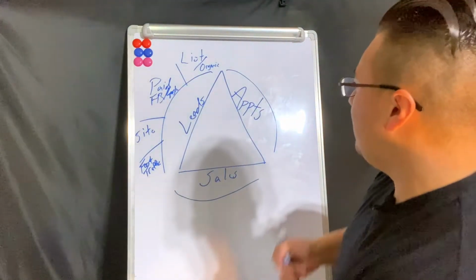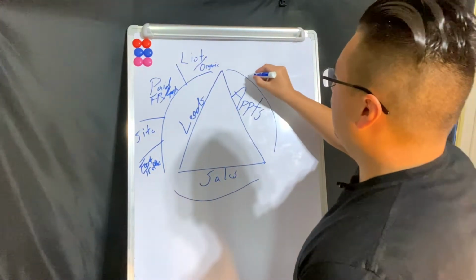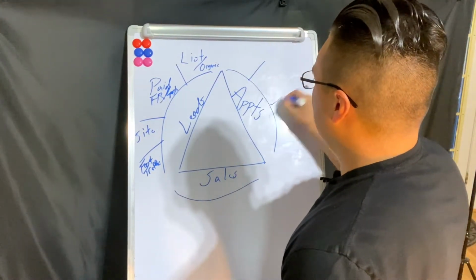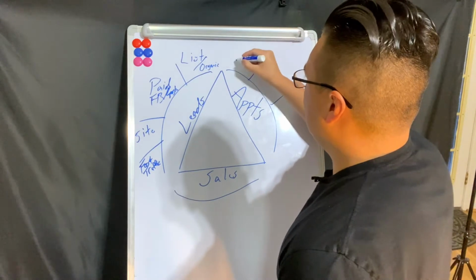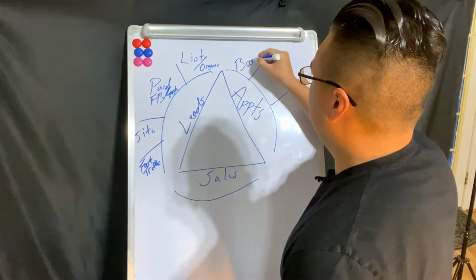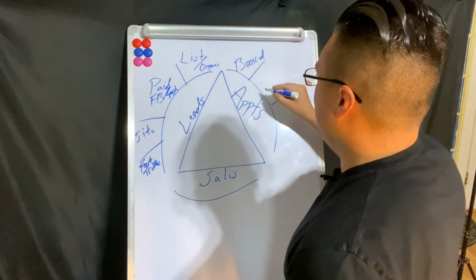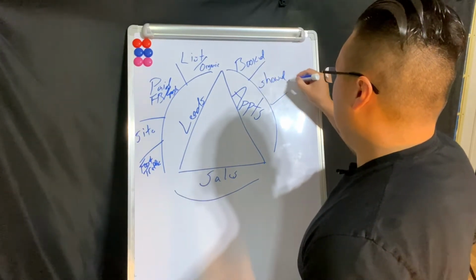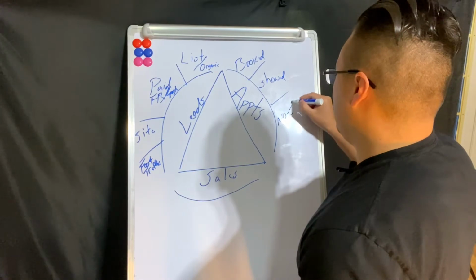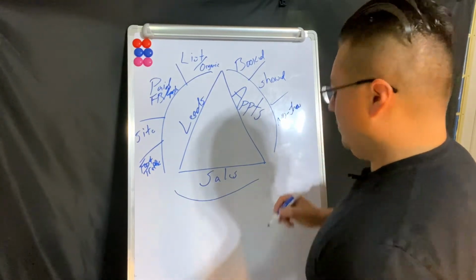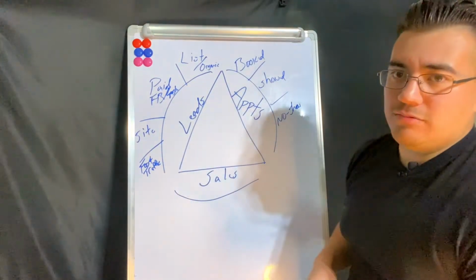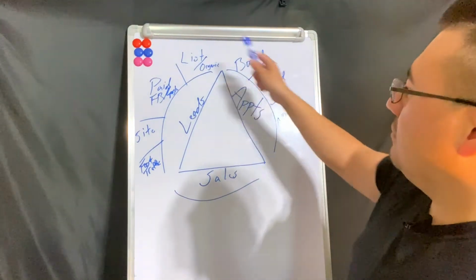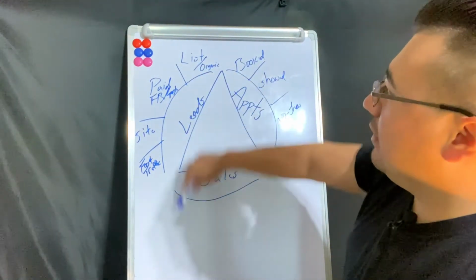The next part is appointments. And with appointments, you have those that booked. How many of them booked appointments? How many of them showed? And how many no-showed? Pretty self-explanatory. How many of those leads are you getting on a weekly basis?